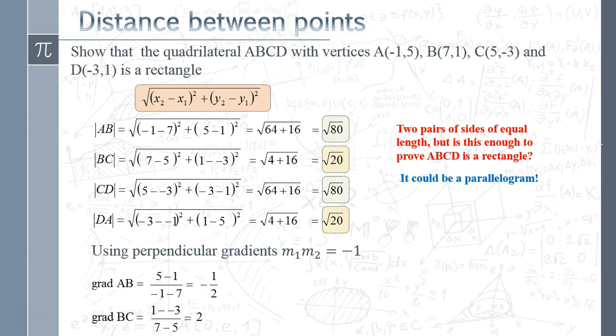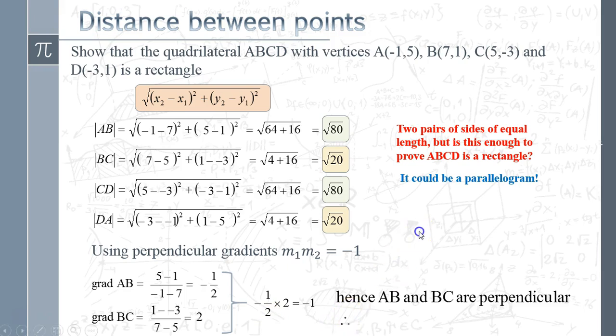Now, here's the important bit. We've now got to state, and clearly tell the examiner, we know what this tells us. So what we're saying here is that minus 1 over 2 times 2, so minus a half times 2 equals minus 1. That's our m1 m2 equals minus 1. So we're clearly stating that, and then we're putting a statement in there saying, yes, we know what that means, and it means that AB and BC are perpendicular, and if they're perpendicular, therefore it can't be a parallelogram, so we have proved that ABCD is in fact a rectangle.